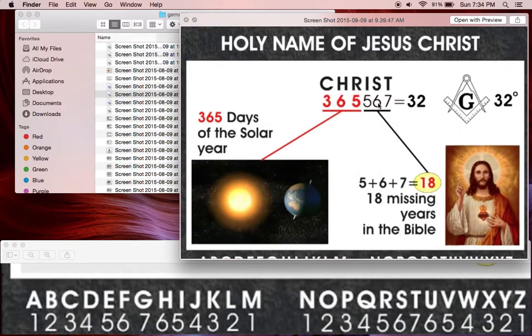You also get 5 plus 6 plus 7. The remainder is 18. Sorry, and that's where we get the 18 from, the 5 plus 6 plus 7. 32 degrees represents the 33rd degree Mason. This isn't 32 degrees, that we'll explain in a second also. But it's like the 33 and 32 degree Mason.